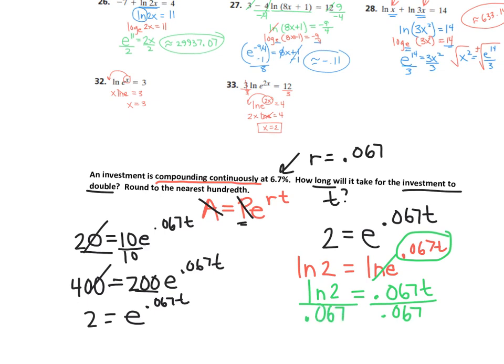So I'm going to do the natural log of 2 divided by 0.067. And I get approximately 10.35. So in about 10.35 years, your investment that's compounding continuously at 6.7% is going to double. So again, it doesn't really matter what you put for these two numbers. You can put $1 million and $2 million. You can put $100 and $200. It's still going to be 2 equals e to your percent interest times your time.